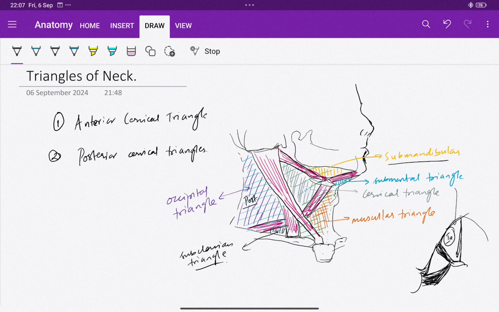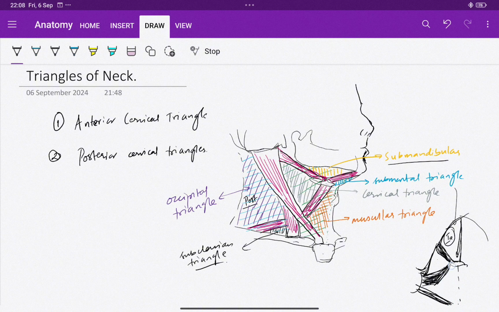So the anterior triangle is subdivided into the cervical triangle and the muscular triangle. The cervical triangle lies laterally to the anterior belly of the digastric muscle, which bounds it anteriorly. Superiorly, there is the posterior belly of digastric. Sorry, this is the omohyoid muscle, the superior belly of the omohyoid muscle, and superiorly the posterior belly of the digastric, and posteriorly the anterior border of the sternocleidomastoid muscle. So this forms the cervical triangle.